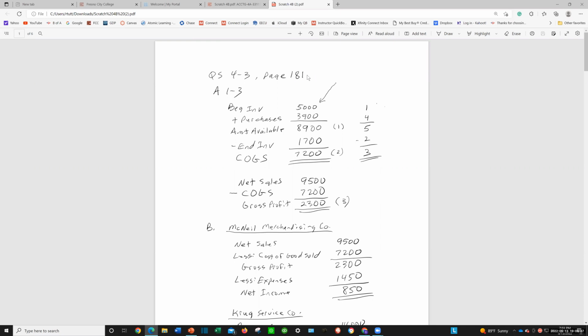In A, the merchandising company, that's McNeil. They want us to compute goods available for sale, cost of goods sold, and gross profit, using these numbers. So take a look at McNeil Merchandising Company. How do you compute amount available? They say goods available for sale. I just like amount available. It's easier for my little mind to wrap around. But anyway, all it is is beginning inventory plus purchases equals amount available, right?